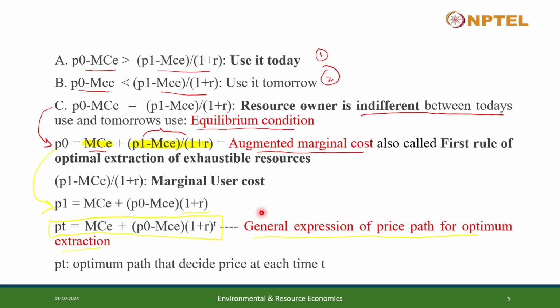Exactly. What I mean is, generally in normal economics, the price is dependent purely on the cost of production. Here, the price is dependent on marginal cost of extraction over a period of time. It keeps on increasing year after year. Yes, cost of extraction keeps on increasing. Okay, got it.